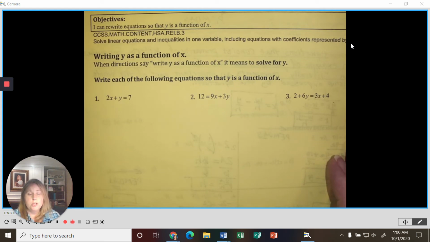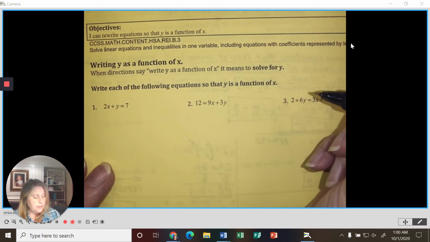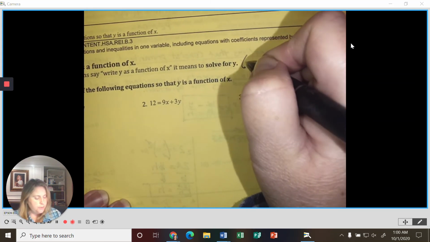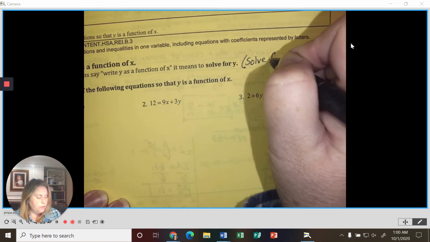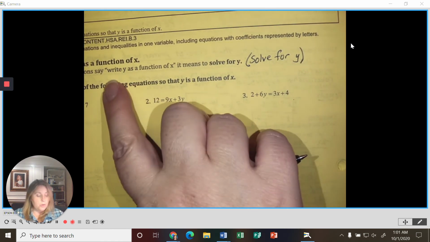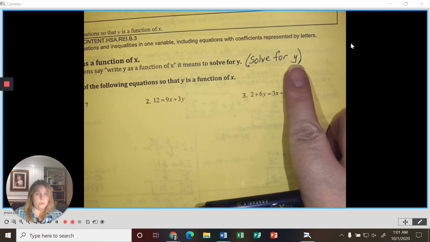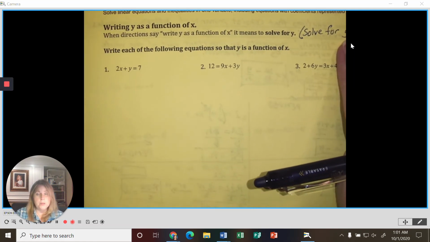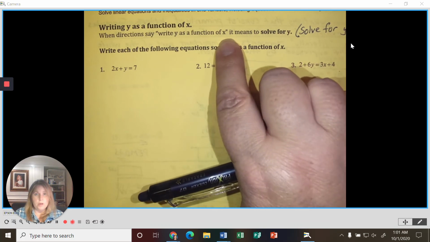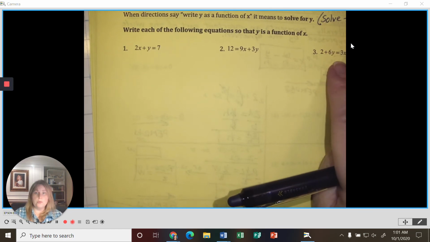So write each of the following equations so that y is a function of x. And again, another way of saying that is that we are solving for y. When we are being asked to write y as a function of x, that means the same thing as being asked to solve for y. So isolate y. And you do need to be familiar with that phrase. You will be tested on that phrase. Write y as a function of x. That means isolate the y or express y in terms of x.